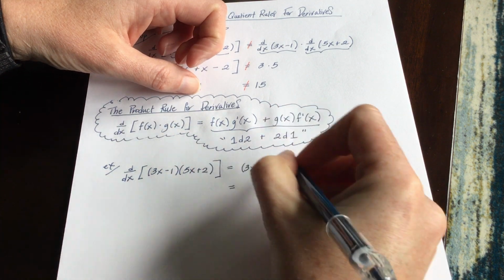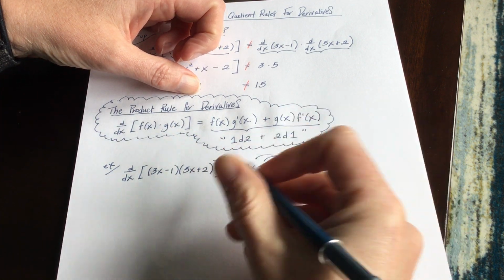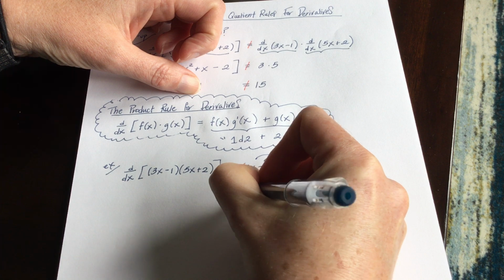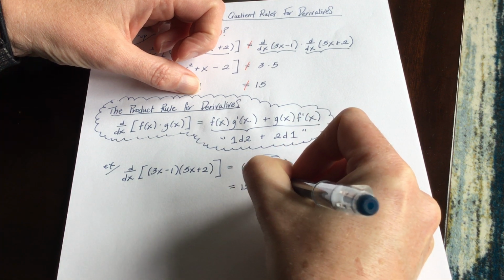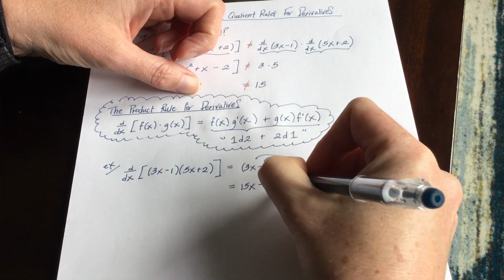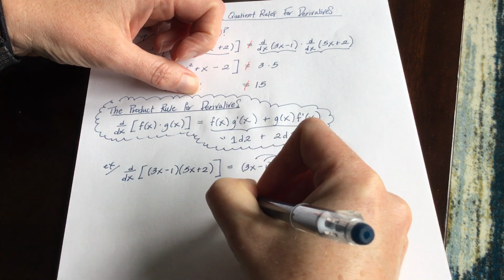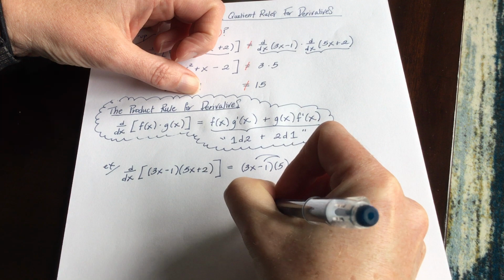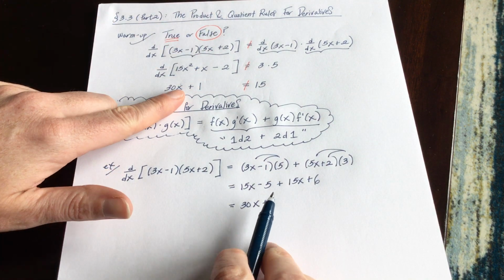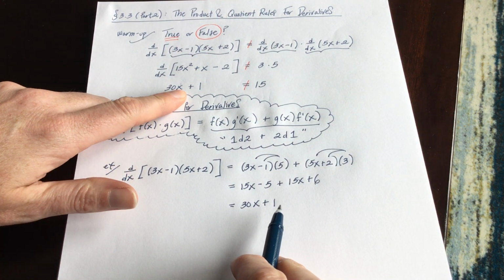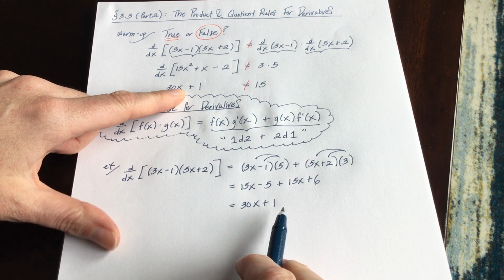So now if we distribute the 5 in, we'd get 15x minus 5. And then plus, let's multiply the 3 in. So we'd have 15x plus 6. Combine like terms, you'd have 30x plus 1, which notice does match what we got when we just expanded it out and used more basic rules.